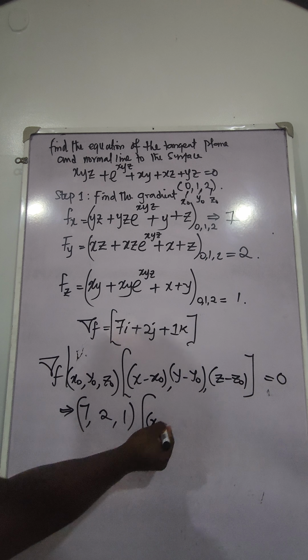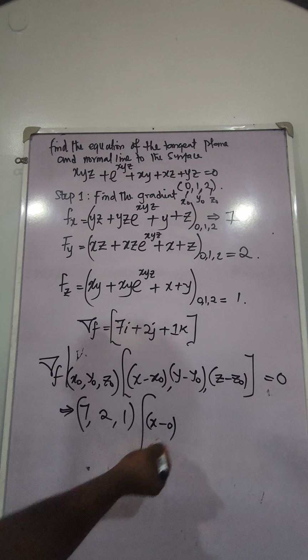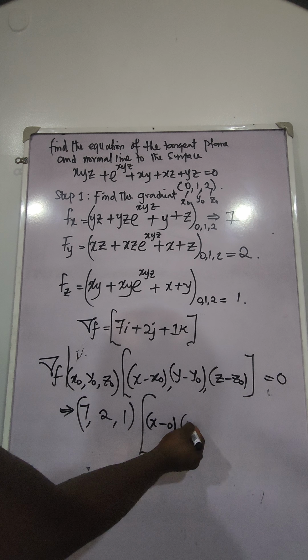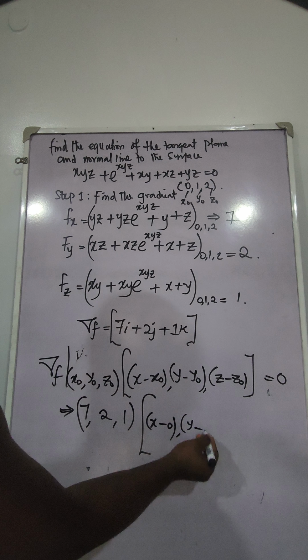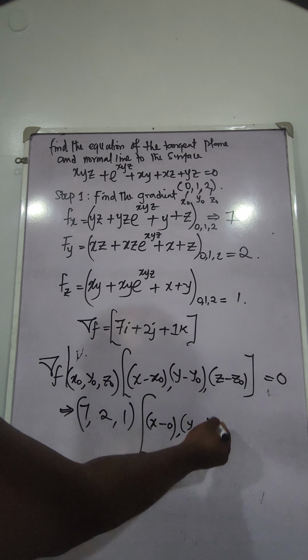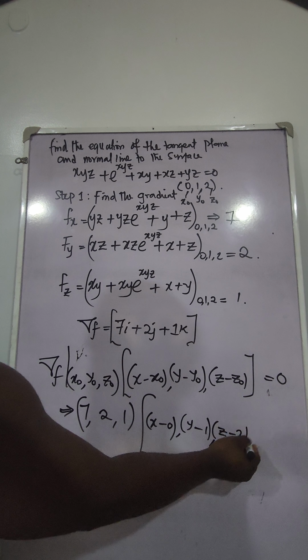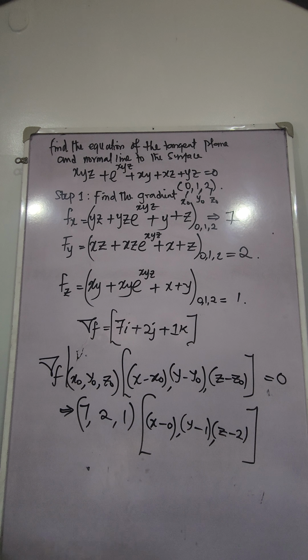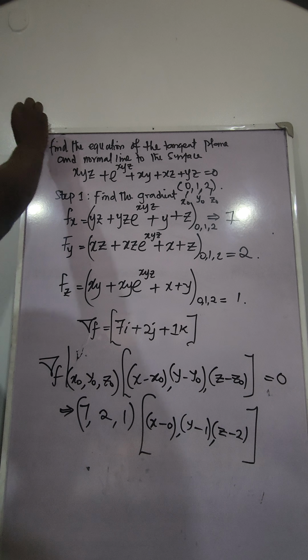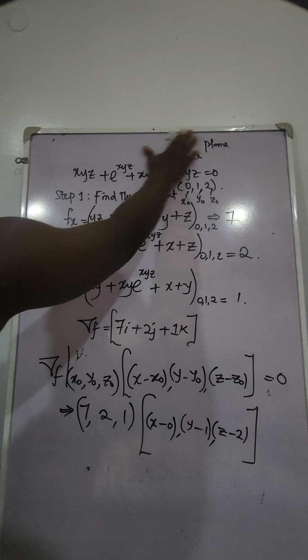So x naught is 0, so we have x minus 0, comma, y minus 1, comma, z minus, what is z naught? 2. Is that clear? So we have z minus 2. Alright, having said all of those things, then we begin to factor them in.